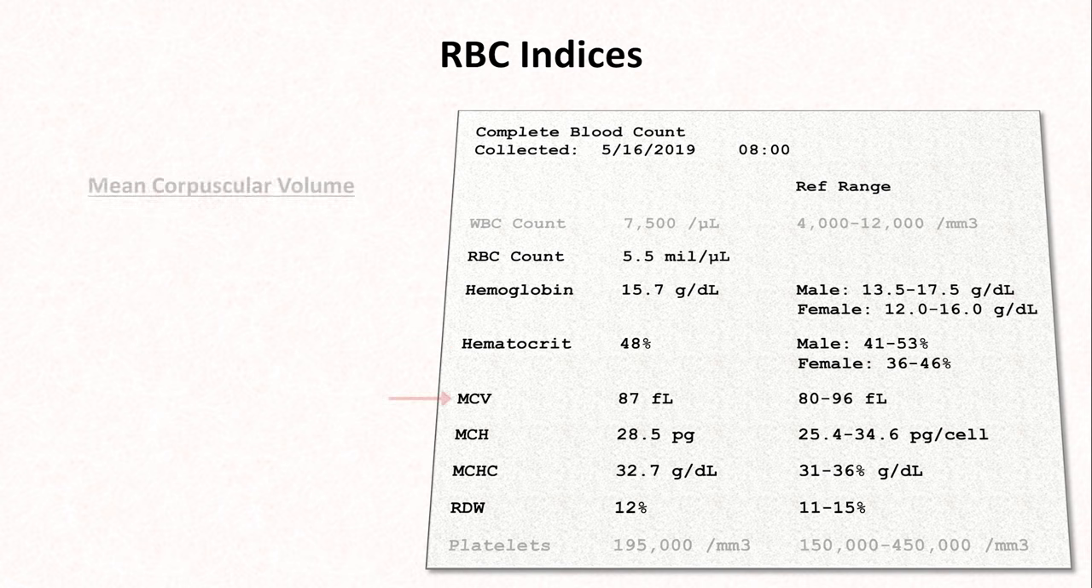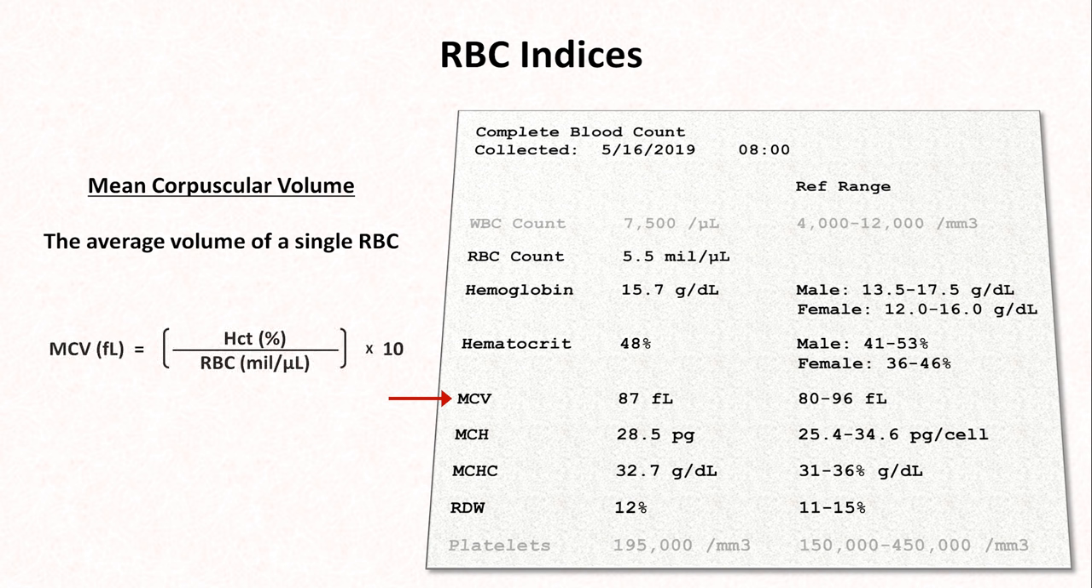The MCV stands for the mean corpuscular volume, which is the average volume of a single red blood cell reported in units of femtoliters, which is 10 to the negative 15th liters. The MCV can be calculated from dividing the hematocrit by the RBC count as measured in millions per microliter and then multiplied by 10. However, modern labs measure the MCV using automated cell counters, which can literally measure and average the volume of millions of cells in a blood sample, and then usually use the MCV to calculate the hematocrit.